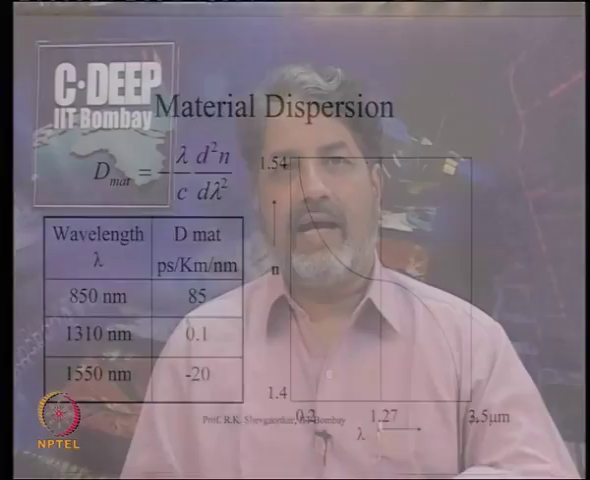So, if I had not had the fiber, if I had only the material glass and if light had propagated in this, we would operate at 1270 nanometer, because that is where the dispersion becomes 0, or that is where you can send the highest possible data rate inside glass.